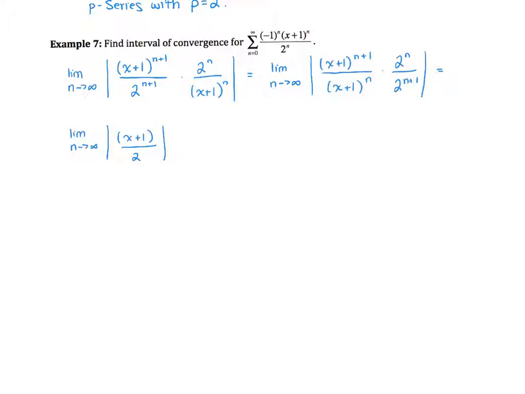n is no longer in the equation. This is the limit as n goes to infinity. I don't really care what n is doing, this does not depend on n. So the limit is x plus 1 over 2. That's your common ratio, and you want that to be less than 1.